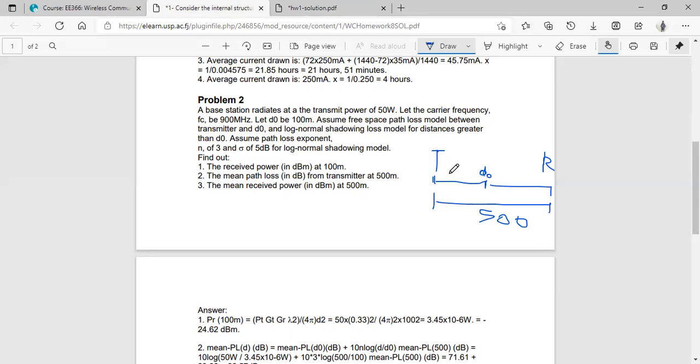The first 100 meters is going to be denoted by the free space path loss model. And then anything beyond this d0 point, that is the remaining 400 meters, is going to be modeled by the log normal shadowing loss model.